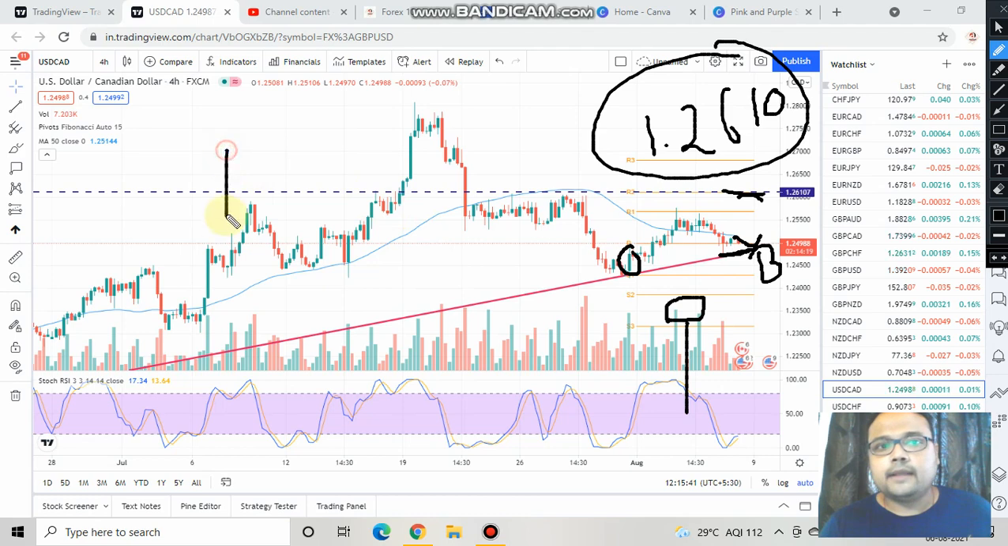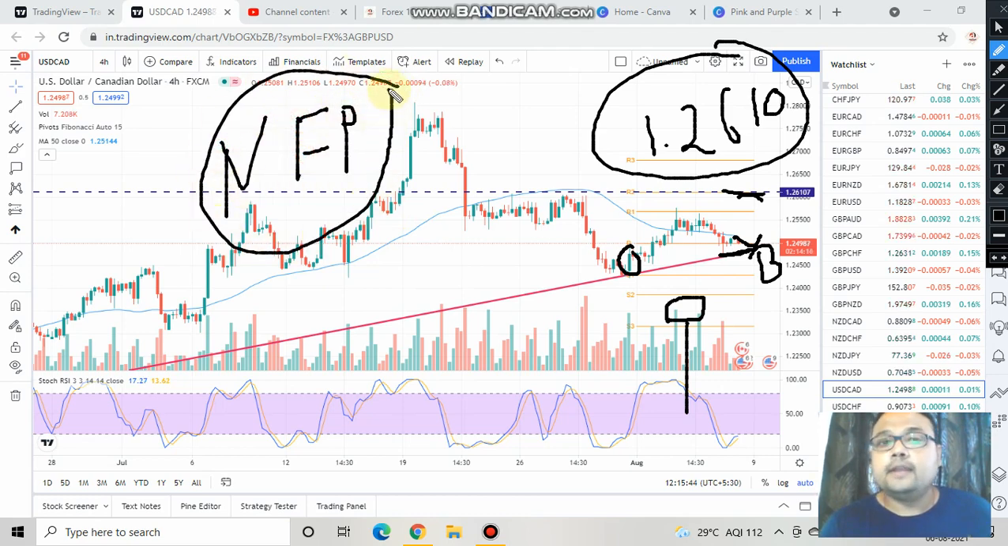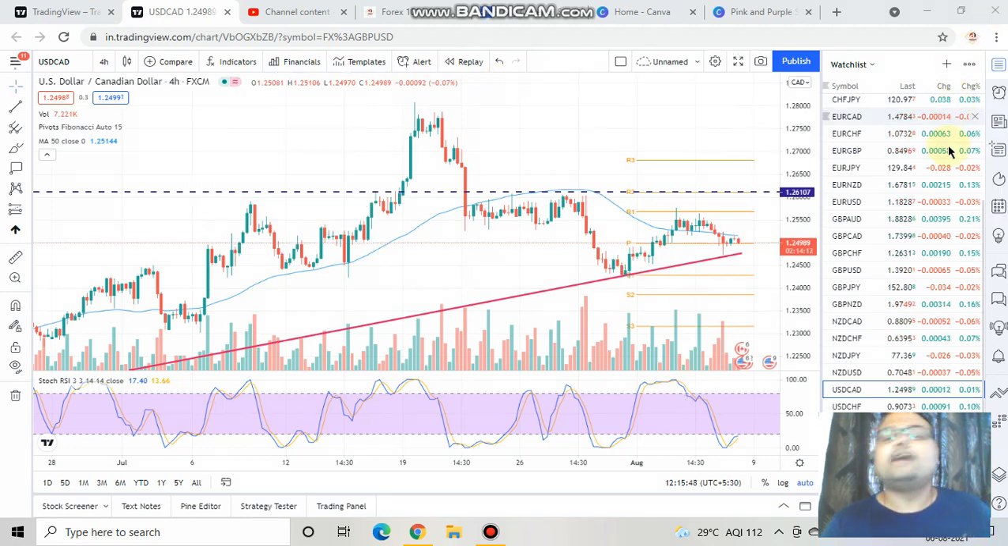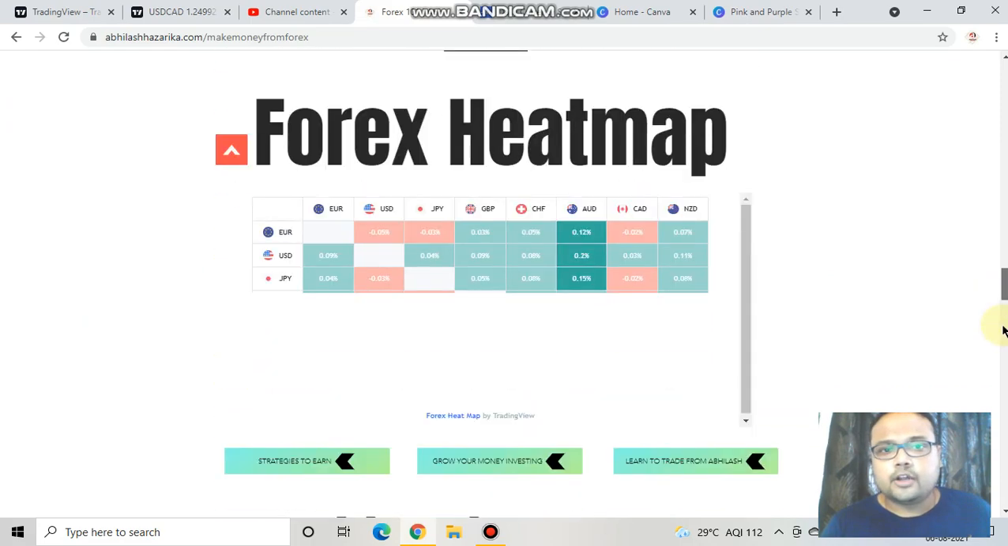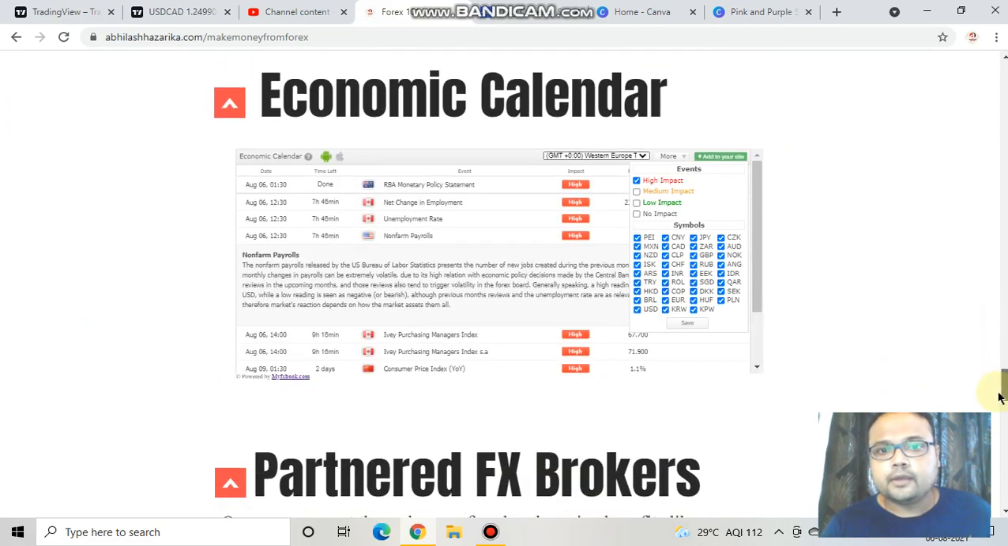But keep in mind that today we have the NFP. Today being the first Friday of this month, NFP is a very important driving event for the market. So if we go to the economic calendar here, and if you do not know about the NFP, let me say that NFP is extremely renowned for payrolls. It drives the US dollar.